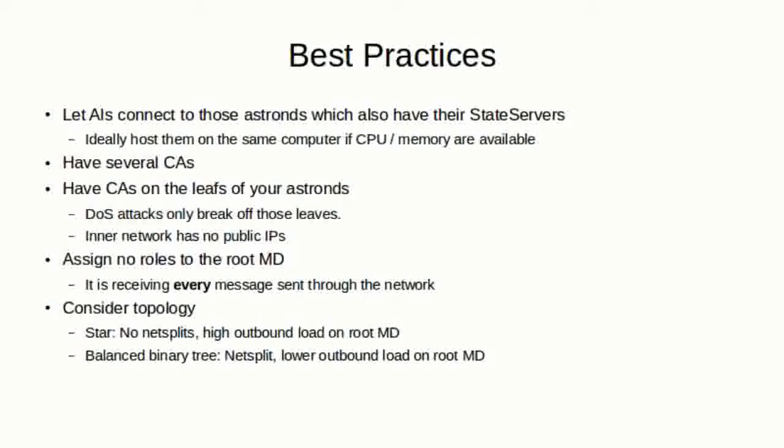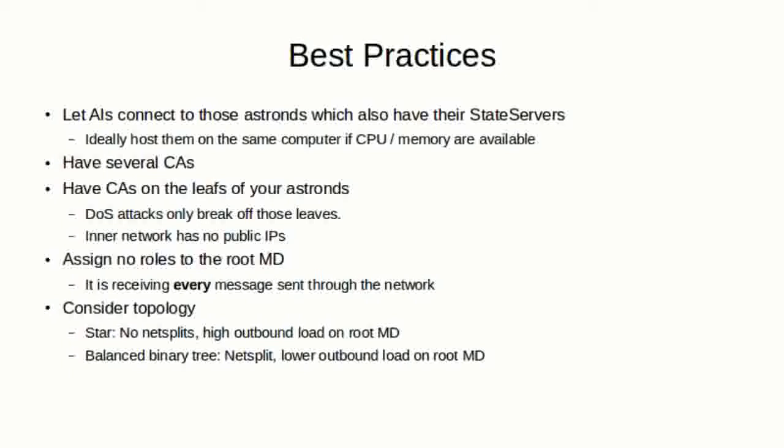Speaking of denial of service, the current algorithm of routing all messages upstream may leave the message director at the root of the network tree swamped. On large enough networks, it would therefore be advisable not to assign any more roles to that astrond. This leads us straight into the topic of network topology. Basically, there are two extremes at or between which your network will be. On one hand, you could have one message director as the root of the network tree and have all other message directors connect to it.